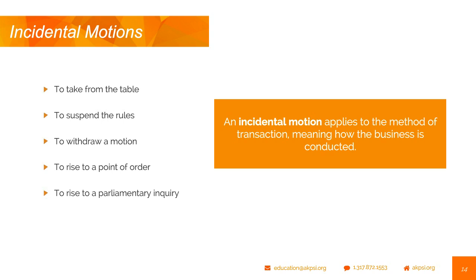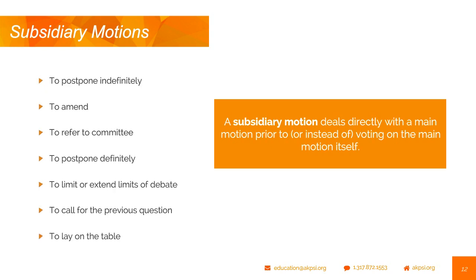Now that we know how to debate and vote, let us review some other types of motion you might encounter. The second type of motion we're going to talk about, so we talked about main motion, the next one is subsidiary motion. Some of these motions are to postpone indefinitely, to amend, to refer to committee, to postpone to a certain time or indefinitely, to limit or extend the limits of debate, to call for the previous question, to lay on the table.